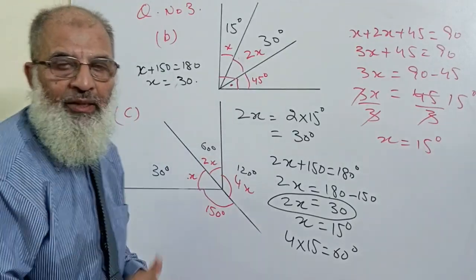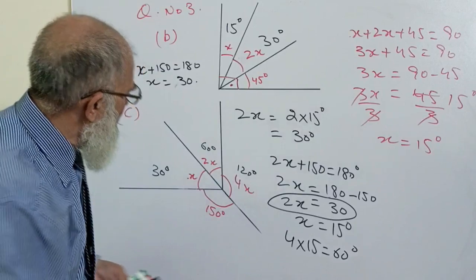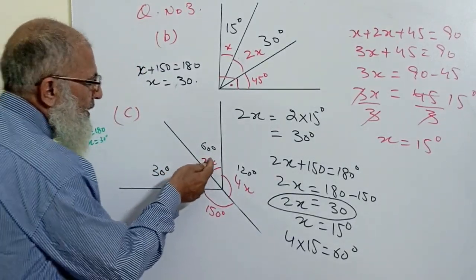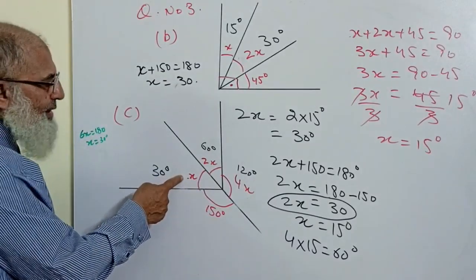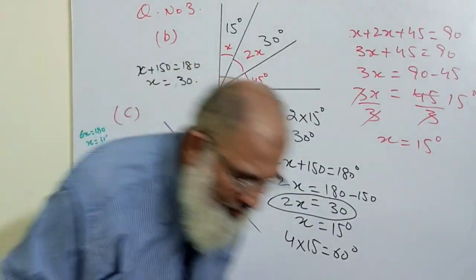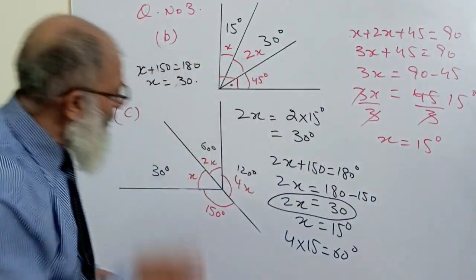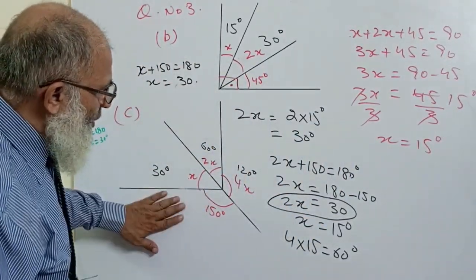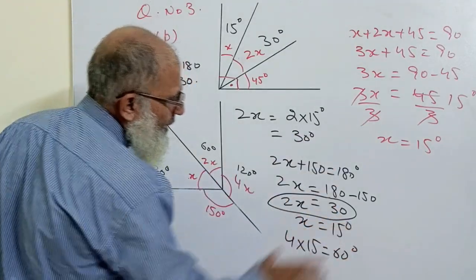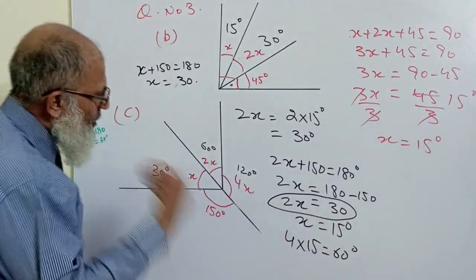The book has, by mistake, given this angle as x and this as 2x, but in fact this is x and this is 2x. So now it is correct. This one was wrong.